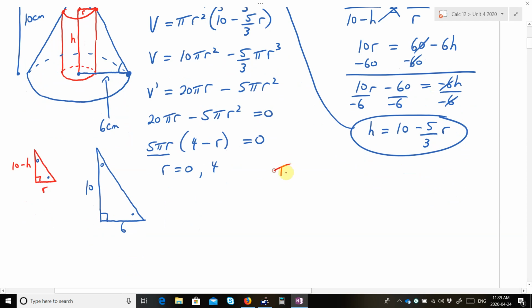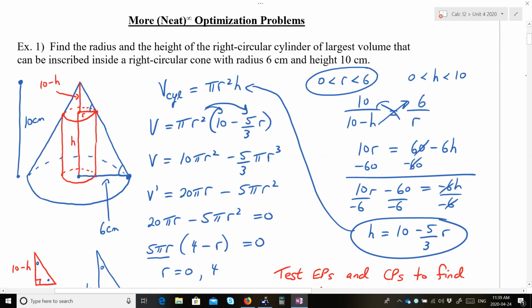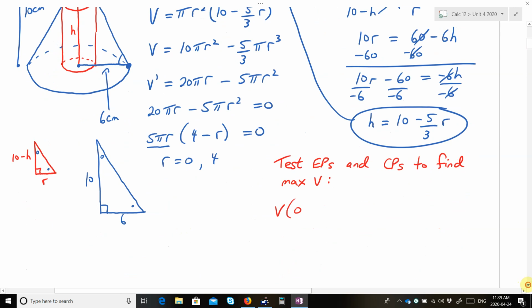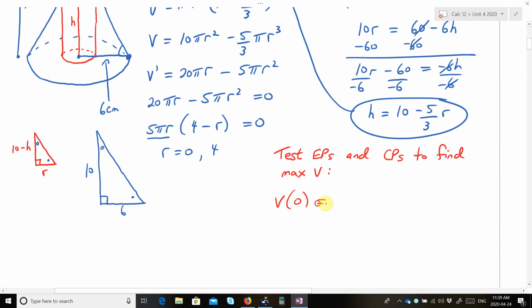Okay, so let's test endpoints and critical points to find maximum volume. So we're interested in the volume when r approaches 0. That's an endpoint. Okay, and that's also a critical point, so we're testing that. So we're interested in the volume as r approaches 0, interested in the volume as r approaches 6, and the volume when r is 4.